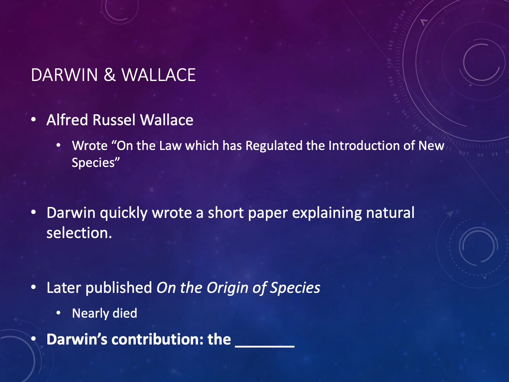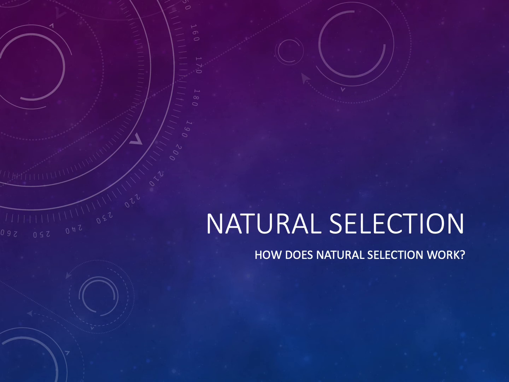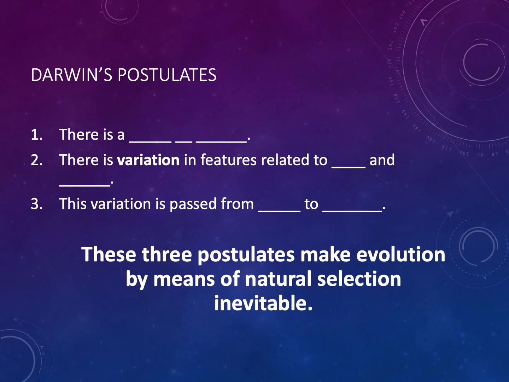Basically, Darwin's main contribution was the mechanism. This means the how. How does evolution occur? And the how is actually the concept of natural selection. So how does natural selection work?